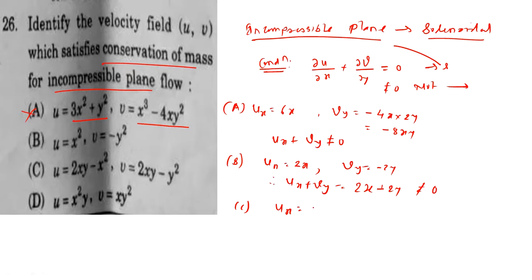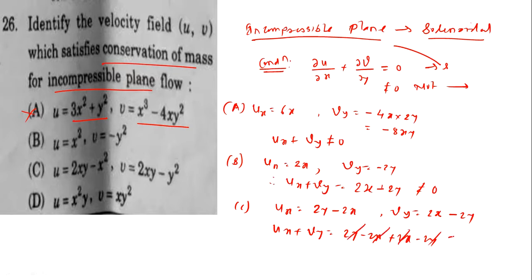For the C option we will check again. ux is 2y minus 2x, and vy is nothing but 2x minus 2y. If you add ux plus vy, you get 2y minus 2x plus 2x minus 2y. The 2y terms cancel and the 2x terms also cancel. You will get 0, right? So in option C the answer is 0, which means option C is correct. You can verify it with this question also.